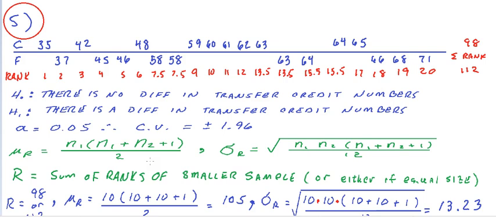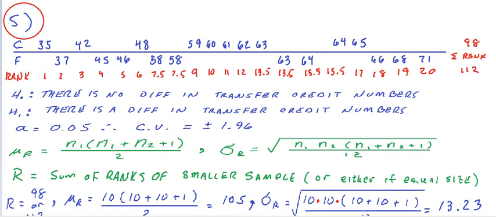Well, first thing we do is arrange the data in ascending order, and then we have to rank everything. You've got to keep track of which one is from the community college and which one is from the four-year school. You see, this is from the community college, that's from the four-year school. Now when we arrange these in ascending order, the 35 is the smallest, it's from the community college, then the 37 is next, it's from the four-year, 42 is from the community college, and on and on. And we keep doing that until we have all of these values.